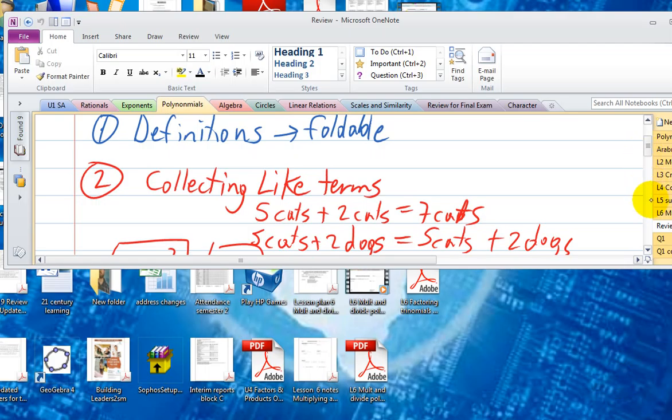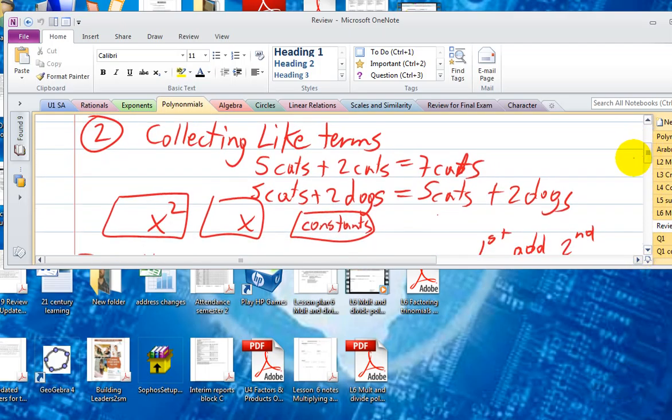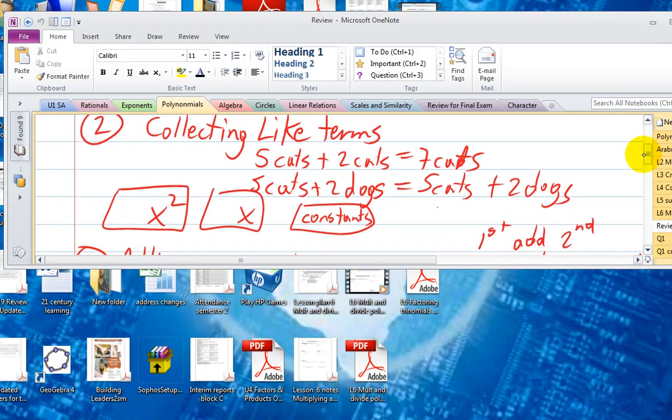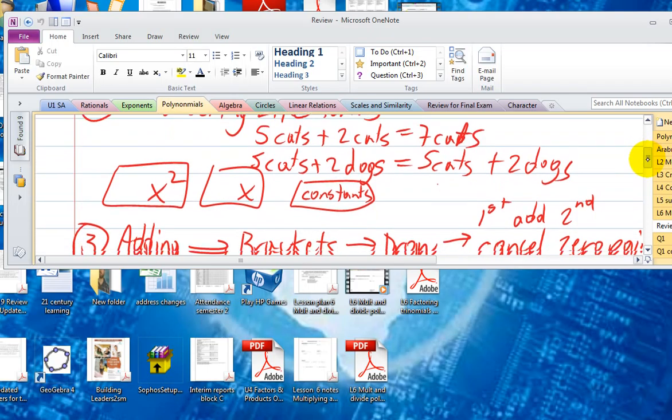The algebra and what we were doing in math. Well, x squareds, x's, and constants. Those are 3 different terms. So simply when you're collecting like terms, tell me how many you have. Don't put them together to form something new. Okay, so we're looking at x squareds, x's, and constants. And that's going to be leading us into adding.